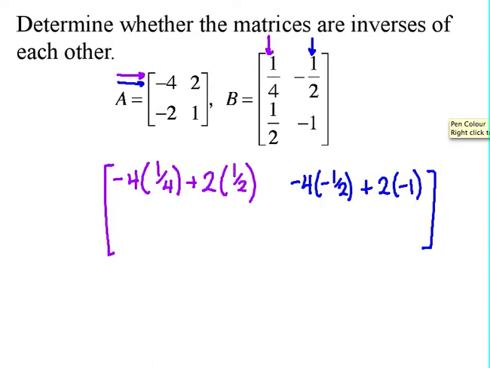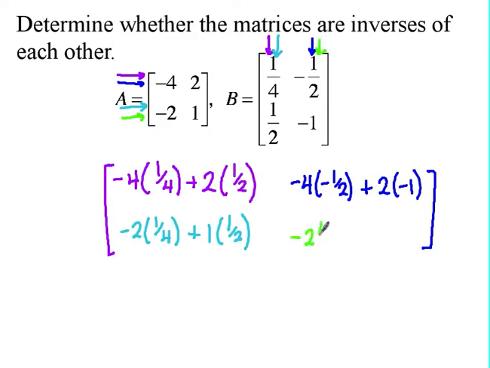Now I'm going to do row 2, column 1, which gives me -2 times 1/4 plus 1 times 1/2. And then last but not least, row 2 times column 2: -2 times -1/2 plus 1 times -1.